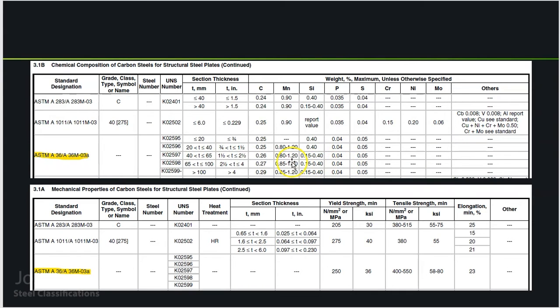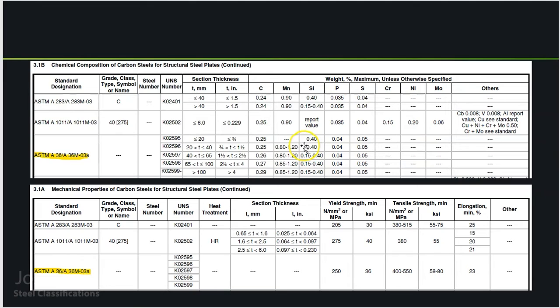So if you start looking at the different alloying elements, depending on how thick it is, it needs to meet these requirements for the elements. So we have carbon, magnesium, I believe, silicon, phosphorus, and so on and so forth. I believe that's sulfur, Cr. I know that's not chromium. I can't remember what that is off the top of my head. And then you have nickel and molybdenum. If it falls within this percentage of those elements under that thickness, then it can be considered A36.